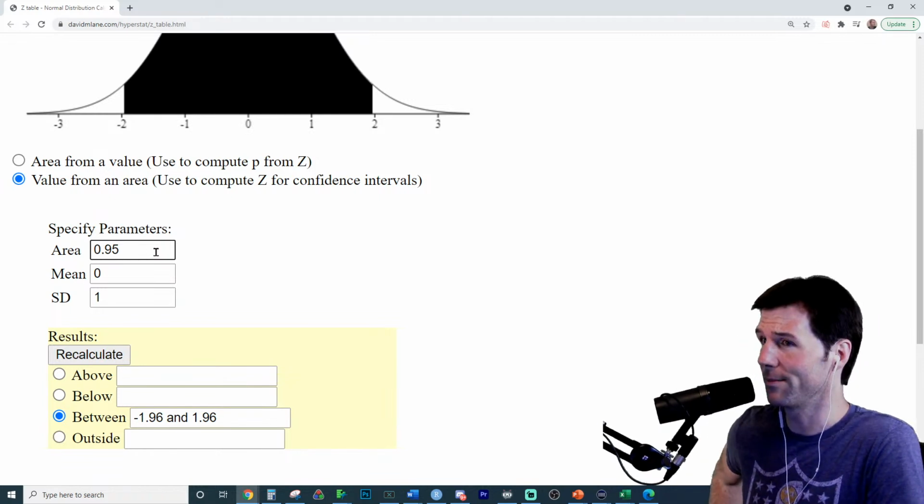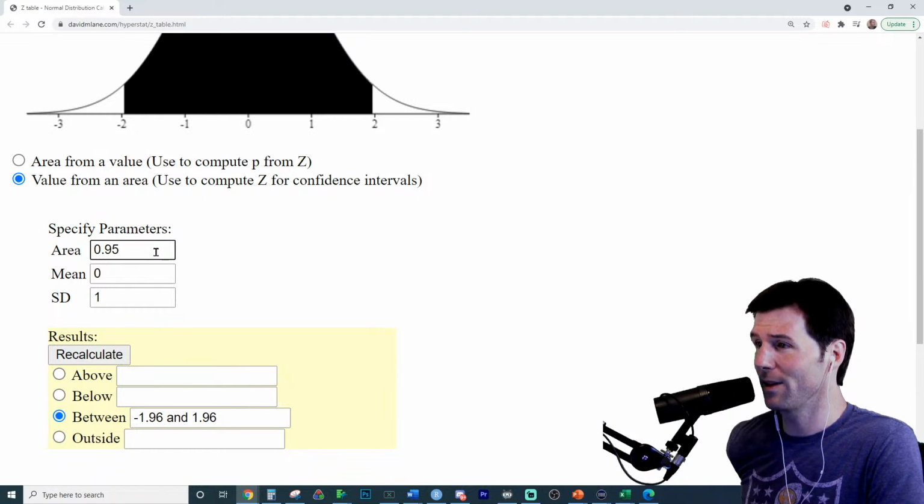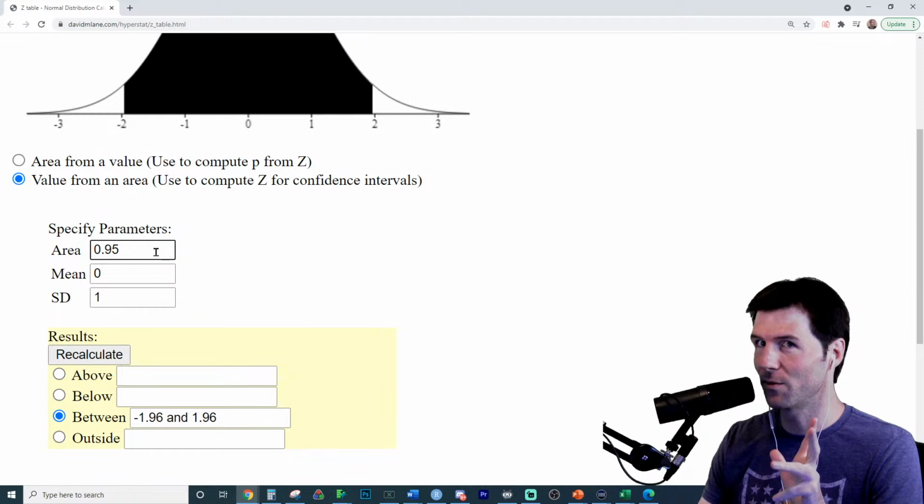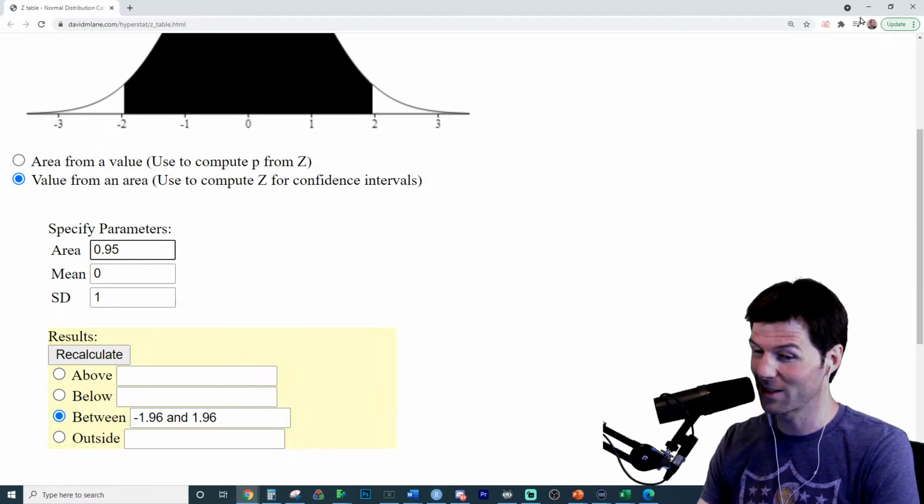Computer programs will find it for you. But a lot of times, I don't know. I just got a huge rant about it. It's 95.449 if it's 2, but yeah, anyways.